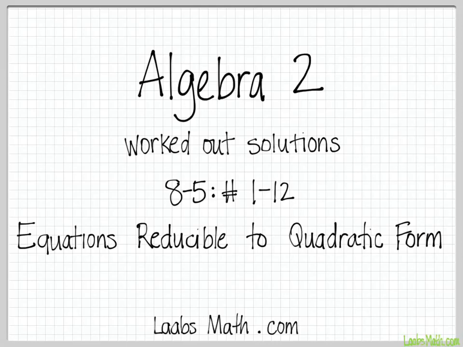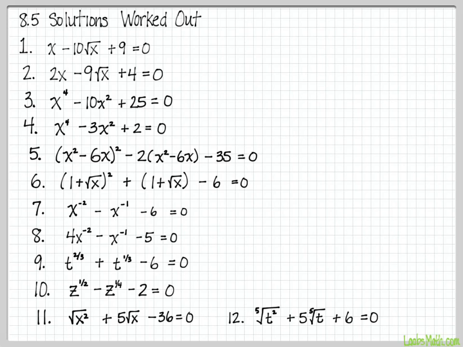These are the worked out solutions for our homework in Algebra 2, Chapter 8, Section 5, numbers 1 through 12. These are equations that are reducible to quadratic form. This is a list of the 12 problems that I asked you to do, and I want you to look at how we're going to change each of these into some problem that looks like quadratic, even though they do not start off being quadratic equations.